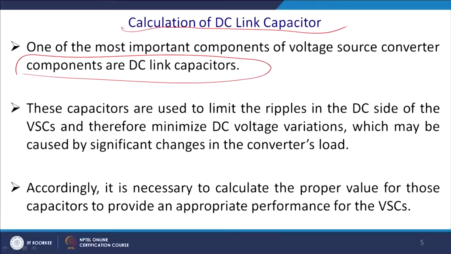This capacitor is used to limit the ripples, as I told you, on the DC side of the voltage source converter, and therefore minimizes the DC voltage variation, which can cause significant change of the converter load. Because why is there a DC ripple? Since it is a 3 phase system, you have this kind of DC ripple, 6 pulse, and this would have a very big problem in the case of a diode based rectifier.